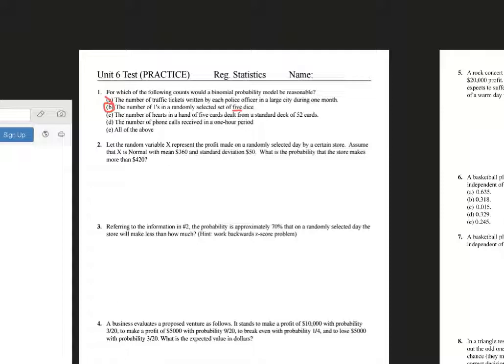All right, so let's do number 2. It says, let the random variable X represent the profit made on a randomly selected day by a certain store. Assume that X is normal with a mean of 360 and a standard deviation of 50. What is the probability that the store makes more than $420? So this is a z-score problem. So first thing we need to do is figure out what the z-score is. So z-score, we're going to do 420 minus 360 divided by 50.